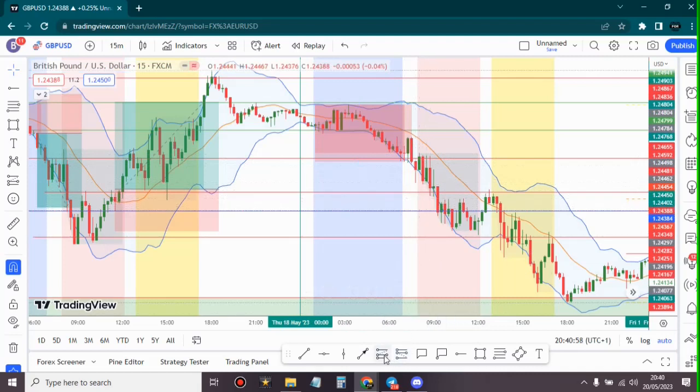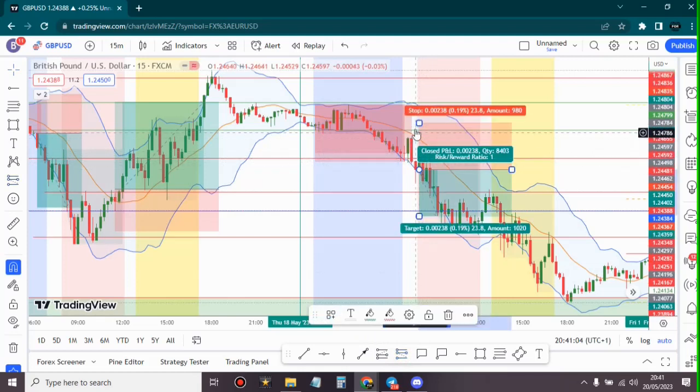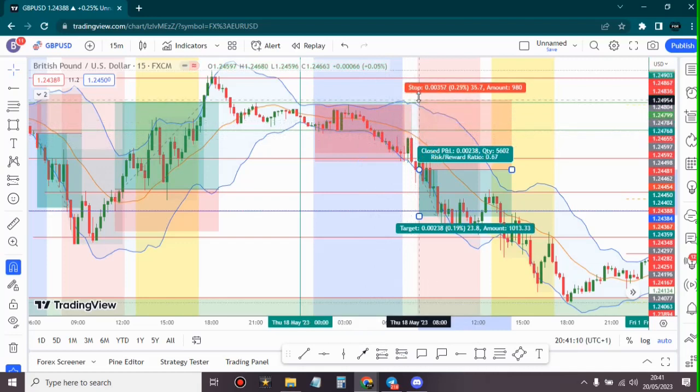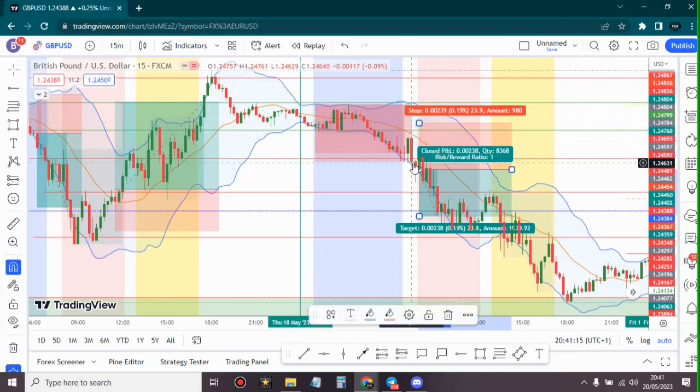So I will sell. After the breakout, then I'll put my stop loss. I may decide to put it at this area, or I may still decide to put it at this particular area, depending on what you want to do. But we are going to sell the market.